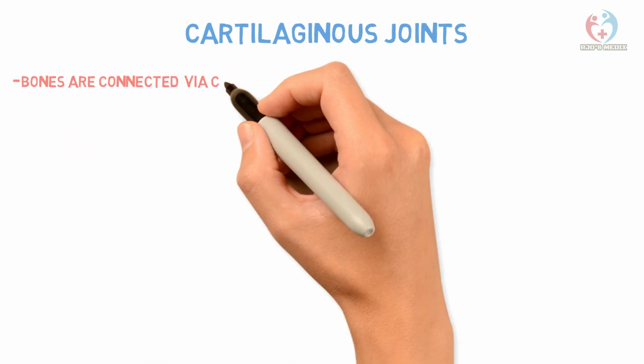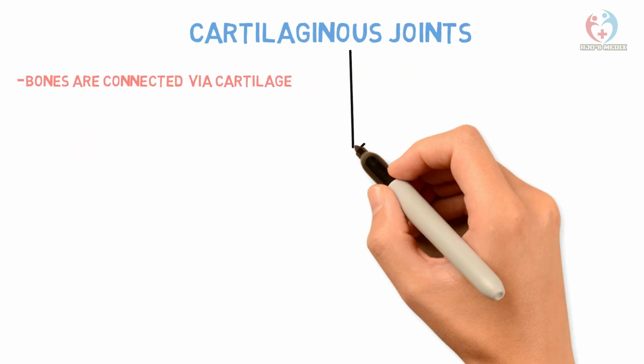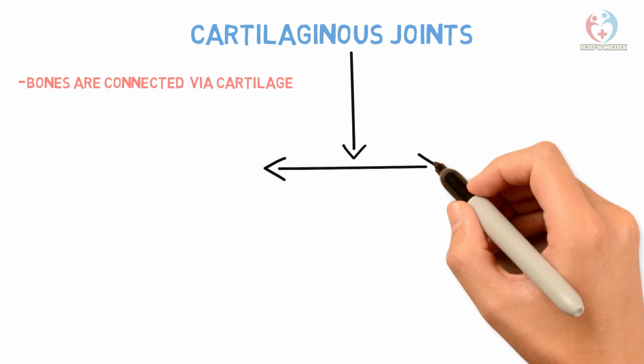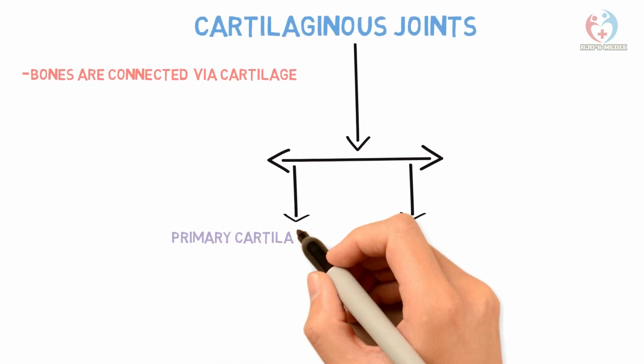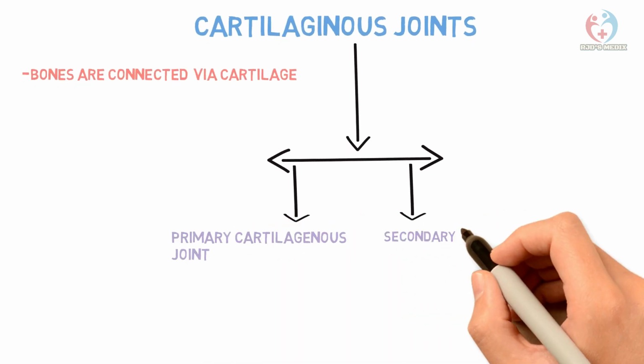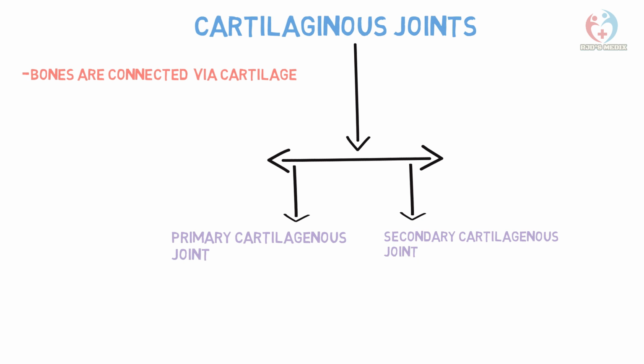Cartilaginous joint. In cartilaginous joints, the bones are connected by cartilage. Cartilaginous joints are subdivided into primary cartilaginous joint, which is also known as synchondrosis, and secondary cartilaginous joint, which is termed as symphysis. Synchondrosis means it is a chondroid type of deposit, and in the secondary type it is replaced by osteoid. So it is called synostosis.